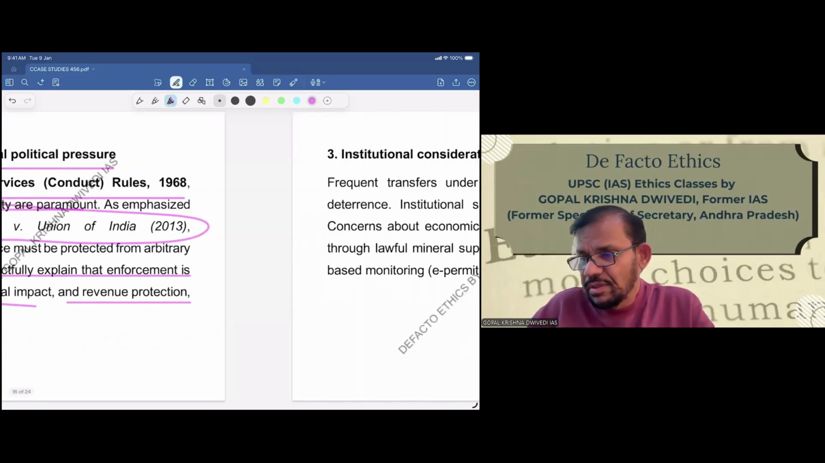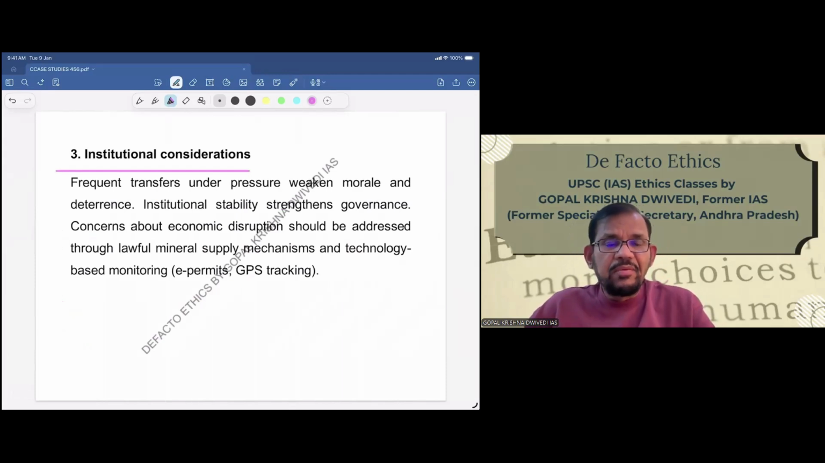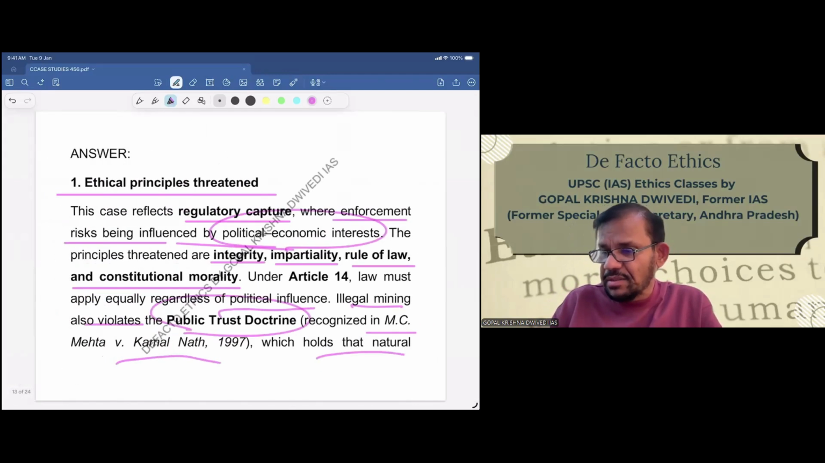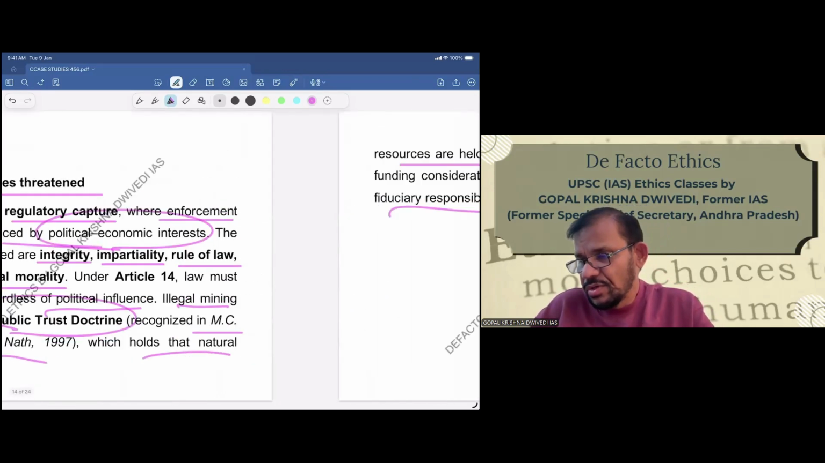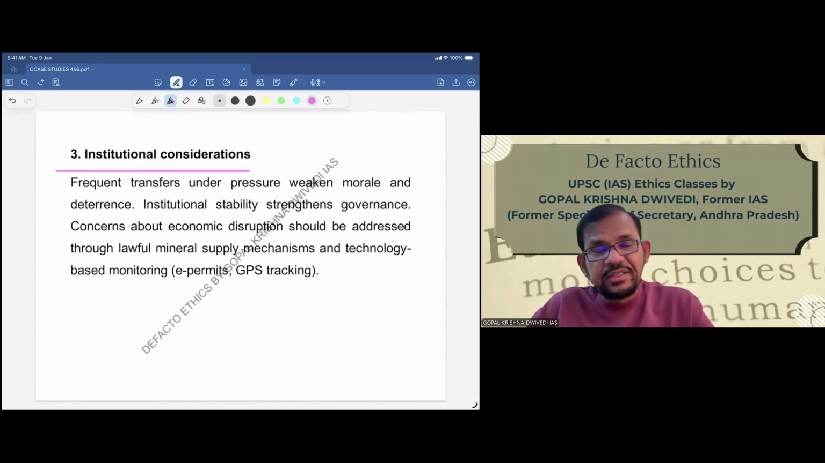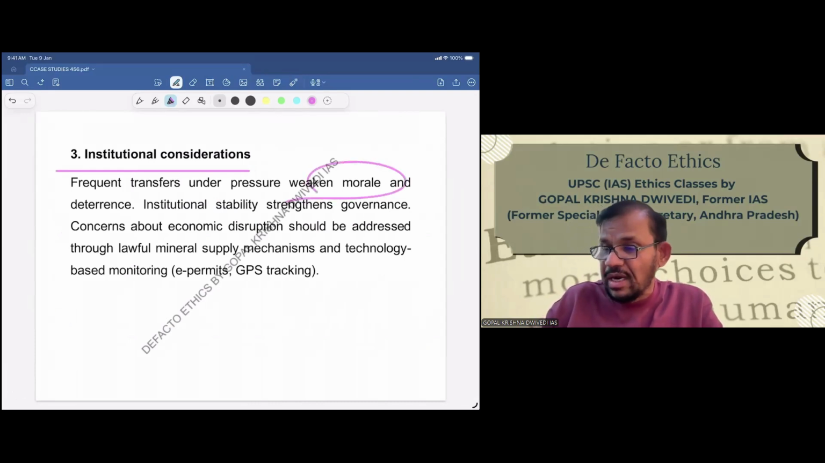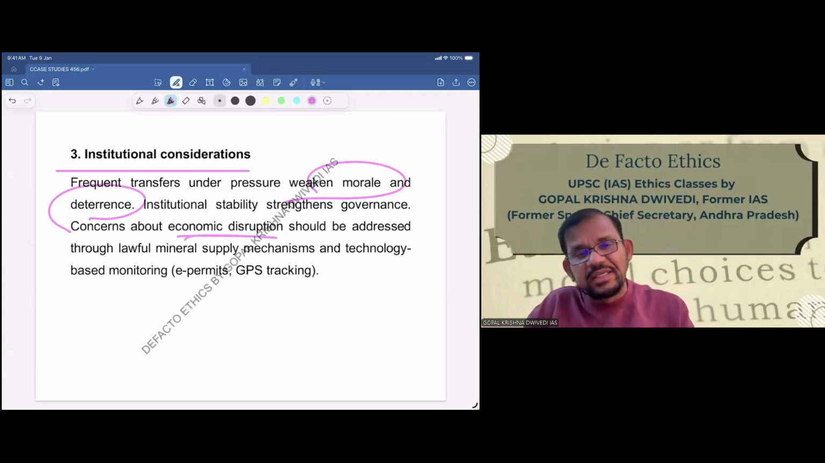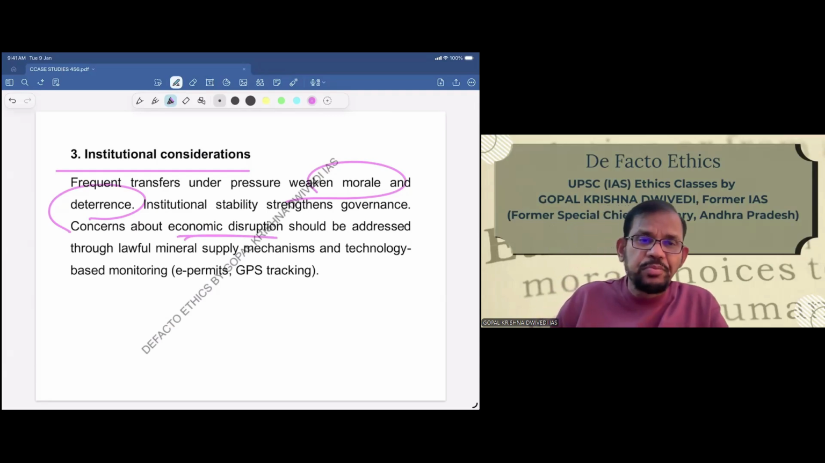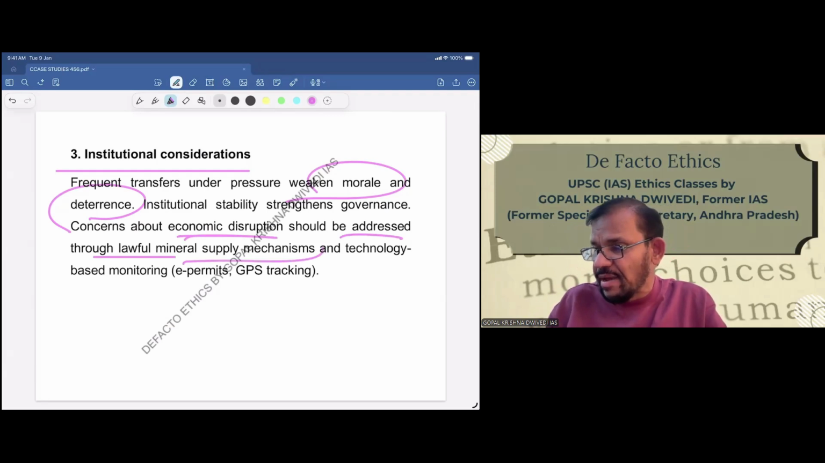Now what is the third question? Institutional consideration. Let us see the question. The question was, what institutional consideration should guide your decision? So now the answer. Frequent transfers under pressure weaken morale and deterrence. So weakening of morale is one, and deterrence also. Institutional stability strengthens governance. Concerns about economic disruption, because there are allegations that construction activities have been disrupted. So economic disruption should be addressed through lawful mineral supply mechanisms, and technology-based monitoring.